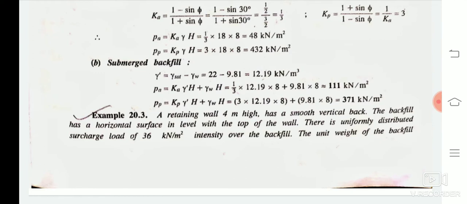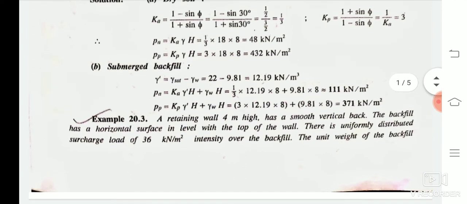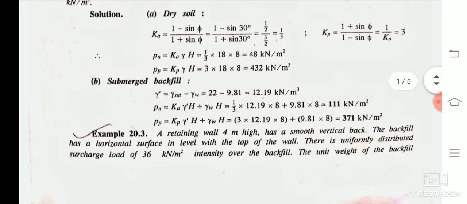When the submerged backfill is present, as we have already gone through in the earth pressure chapter, the active earth pressure intensity in the case of submerged soil is given by Ka into gamma sub into H plus gamma W into H. Substituting all these values, we get the approximate active earth pressure as 111 kilonewton per meter square and the passive earth pressure as 371 kilonewton per meter square. So these are the values of the active and passive earth pressure for dry soil and submerged soil.